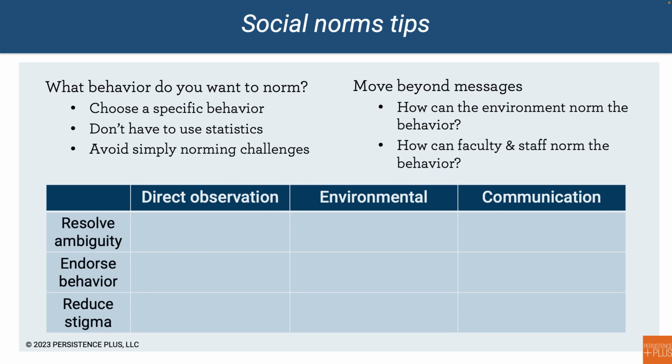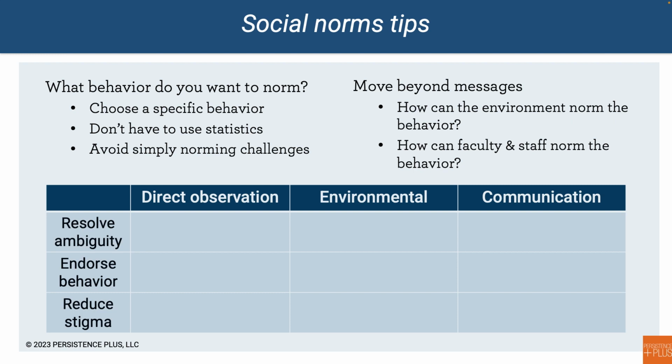But just wanted to leave you kind of wrapping up this idea of using social norms to encourage help seeking. Here is a table on the bottom of your screen that talks about a way to sort of think and categorize 3 different types of situations: resolving ambiguity, endorsing behavior, and reducing stigma, where social norms can have their biggest impact.